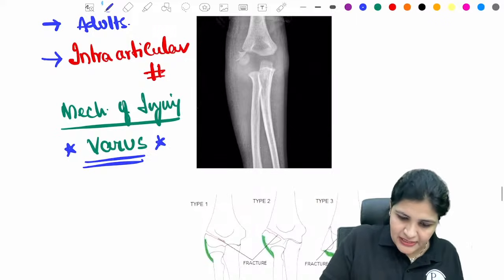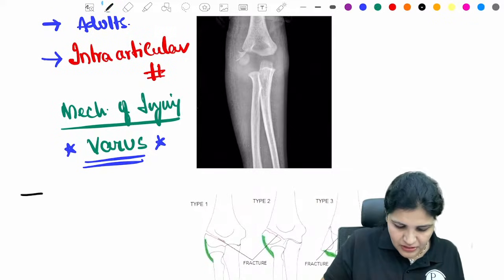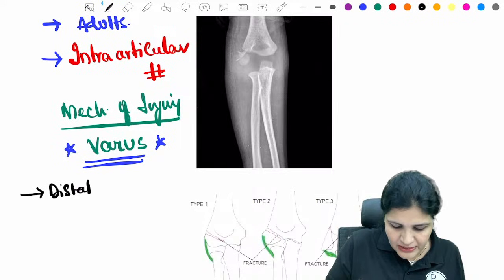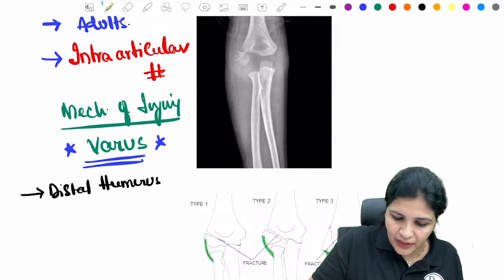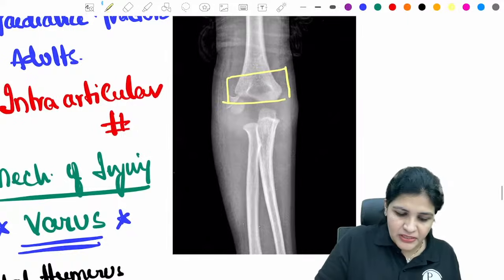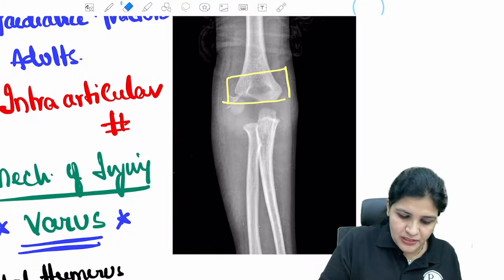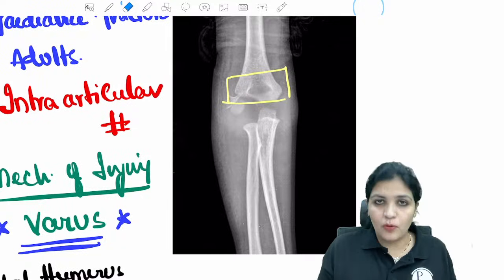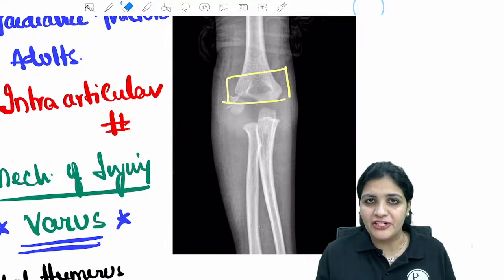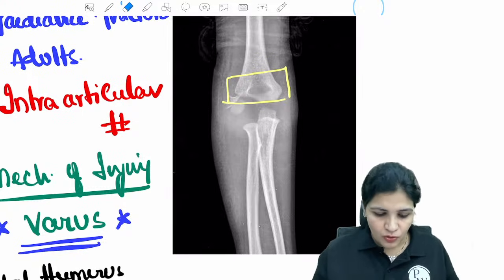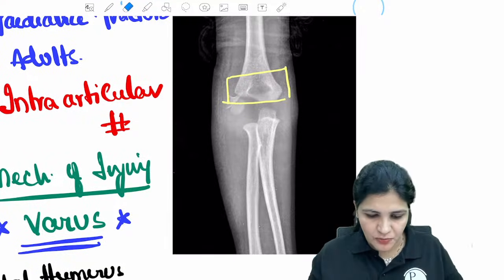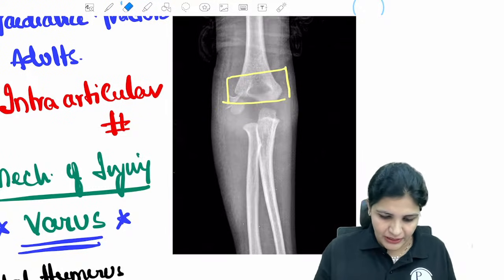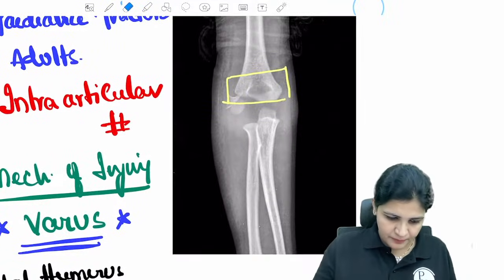Now if you see, this is a fracture of the distal humerus, right? And we know that distal humerus is nothing but you can just draw a square of equal width. So this is the square of equal width, and that will become the distal humerus. Now in the distal humerus we are discussing the lateral condyle fracture. Why I'm specifically saying lateral condyle is because we have the medial condyle as well. So we have the medial condyle fractures also, right?